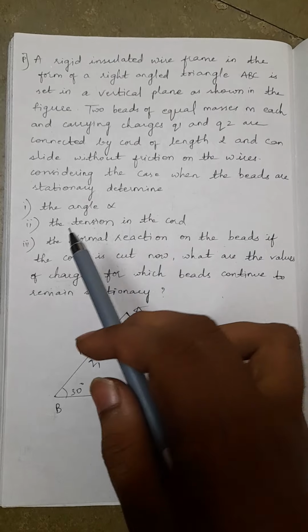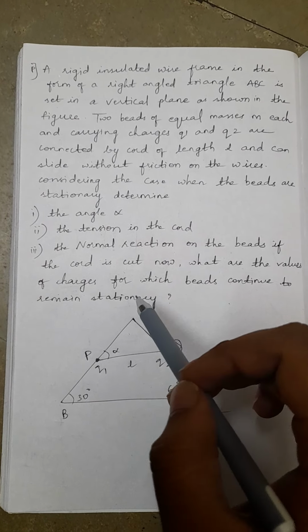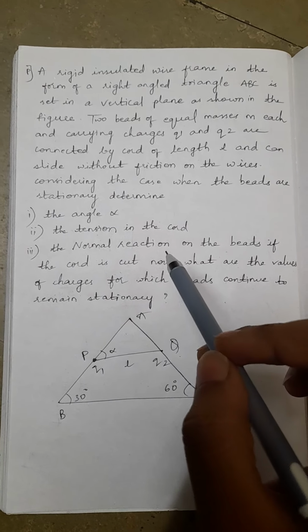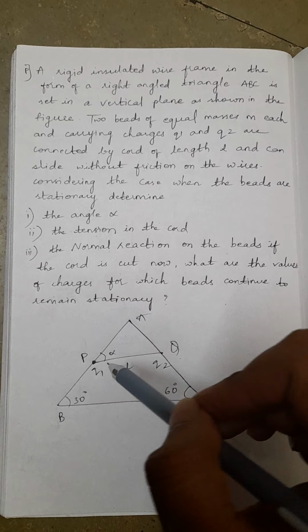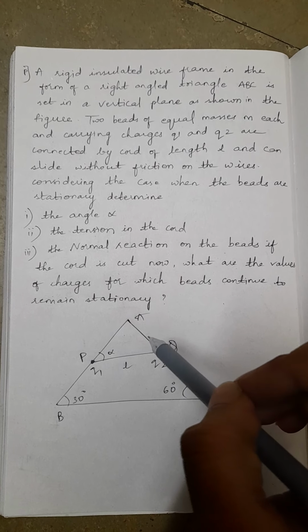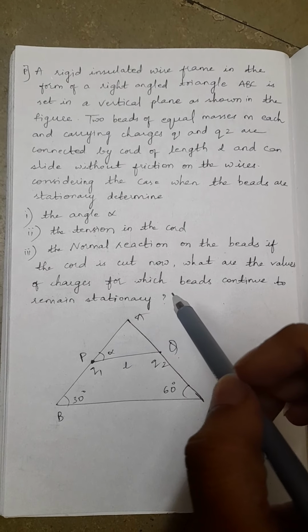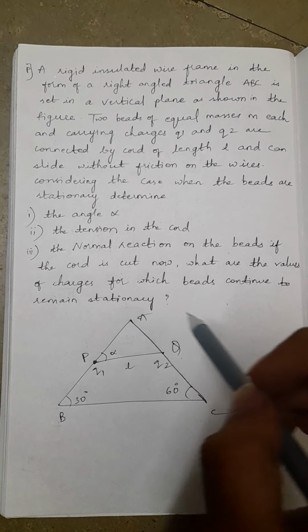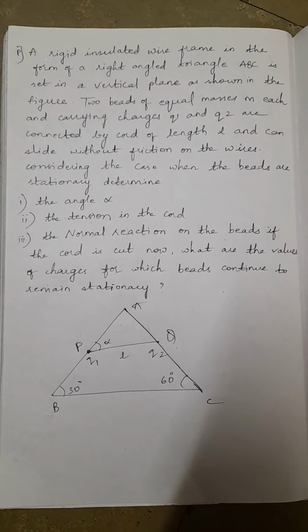Considering the case when the beads are stationary, we need to determine the angle alpha, and we need to find the tension in the cord, and also the normal reaction on the beads if the cord is cut. What are the values of charges for which beads continue to remain stationary? So Q1 into Q2, we need to find those values. Okay, so let's start this.